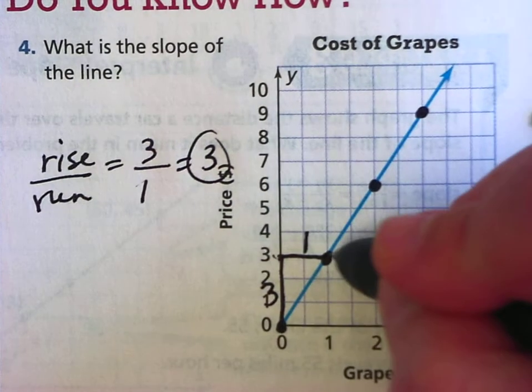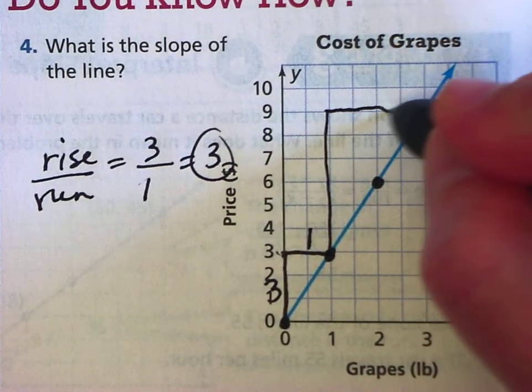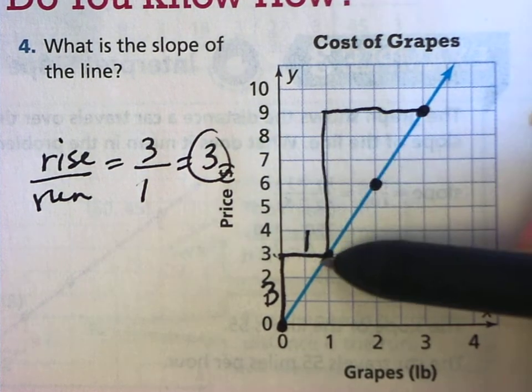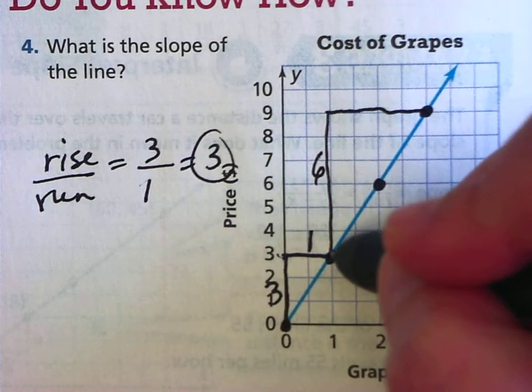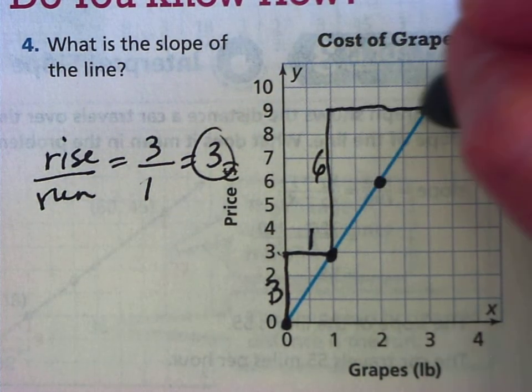Same thing if you went from here to here, rise over run, straight up. If you're at 3 and you're rising up to 9, from 3 to 9 is 6. You went up 6. Now over from here to here, you're at 1 and you're running 3.